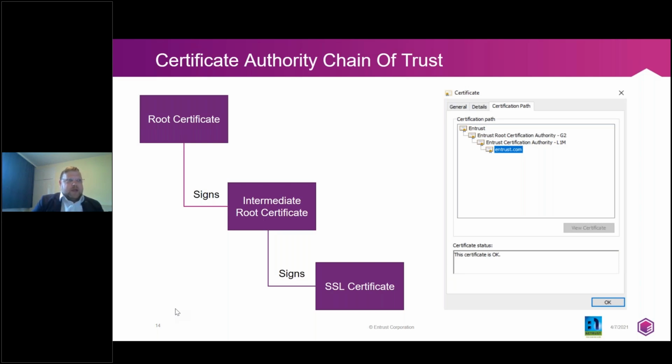As you can see from the diagram, the browser trusts the root certificate, the root certificate trusts the intermediate root certificate, and the intermediate root certificate trusts the SSL certificate at the bottom. Now, it's important to call out that if any of the certificates in the chain become untrusted, everything beneath that chain is automatically untrusted as well. If we can go to the next slide.